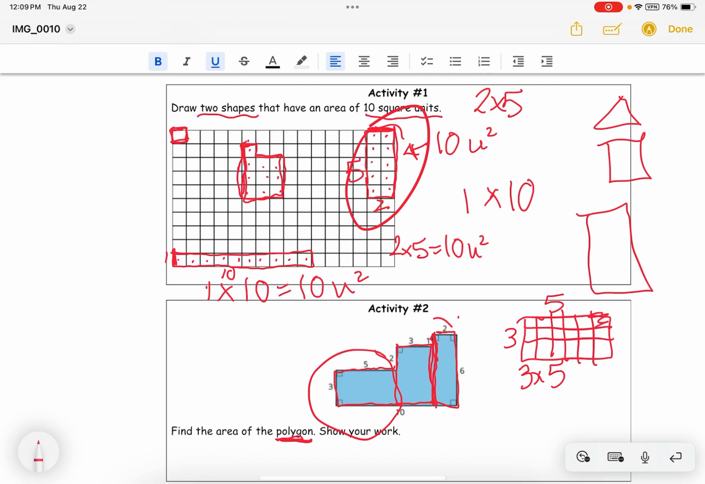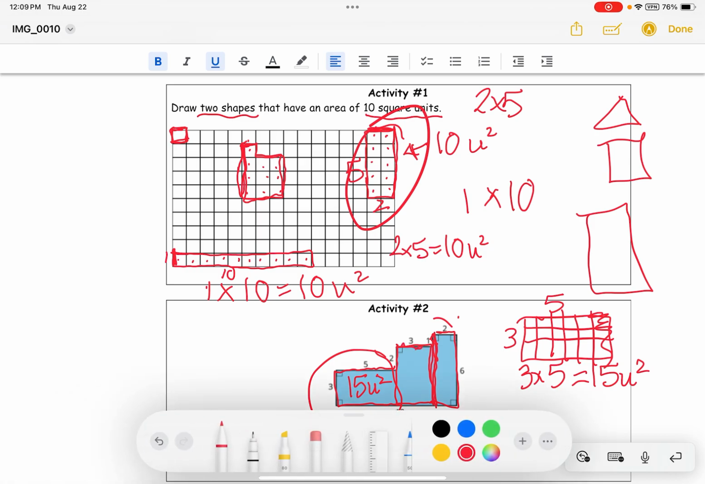Sorry, that was a little bit too many, not that one. So 3 by 5, and that would give me 15 squares, 15 units squared. So I'm going to label this one 15 units squared. That's part of the area, but it's not the full area. We still have this guy in the middle. So I'm going to use a different color for this one.